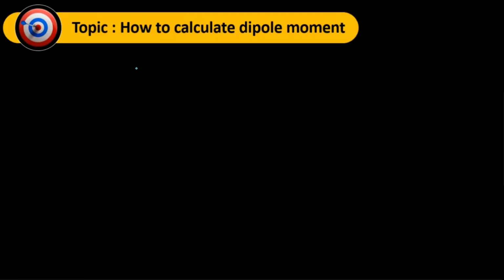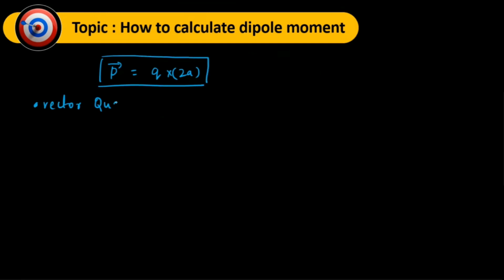Now, how can we calculate dipole moment? I already told you it is a vector quantity. It is represented by p vector, and it is nothing but the product of charge and the distance between the charges. We can simply represent it this way. As I told you, it is a vector quantity, so it always has direction. The direction of an electric dipole is always from negative to positive charge. Whenever the question asks about the direction of the electric dipole, we say it is from negative charge to positive charge.